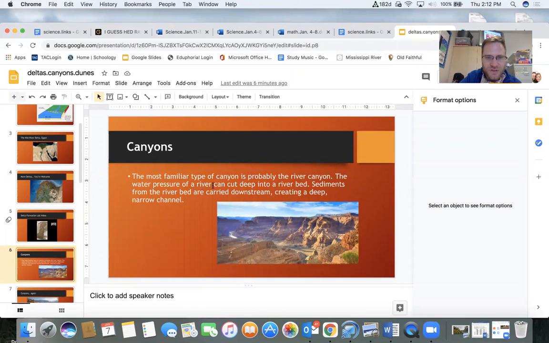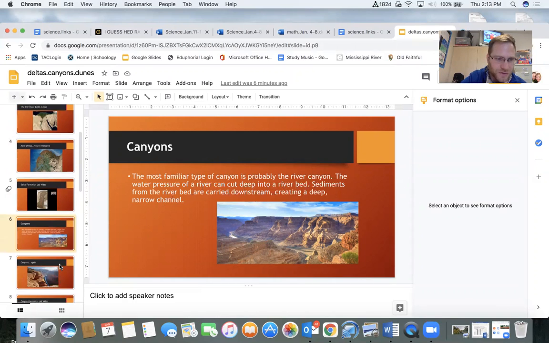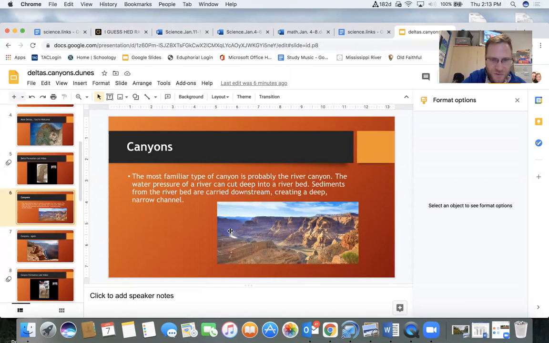Canyons, the most familiar type of canyon is probably the river canyon, and that is that the water pressure of a river can cut down deep into riverbeds, and sediment from the river is carried downstream, creating a deep, narrow channel. So that would look like this. See how the river there is kind of running through here. And what that river's doing is as it's running, it's going to start carving out little by little. It's going to carve out the channels here, or carve out through the rock, creating this canyon.